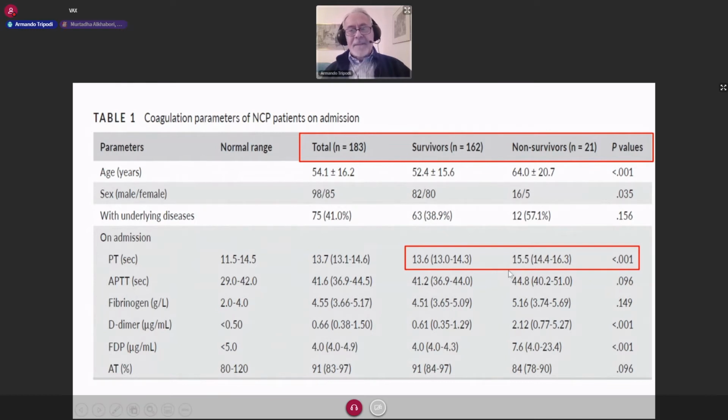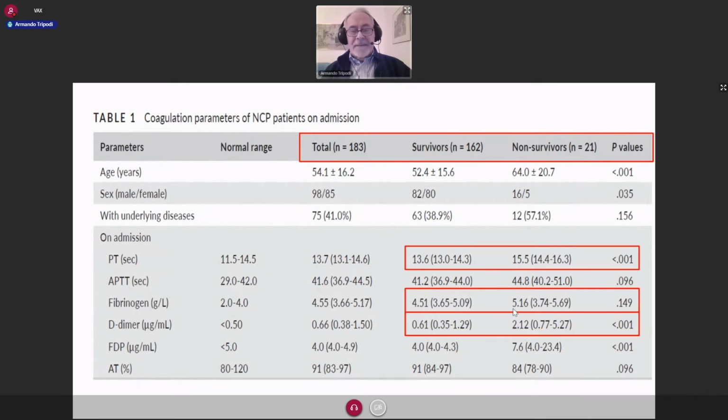So the prothrombin time in these patients was a bit prolonged, but was slightly more prolonged in the non-survivors, a few seconds more. And the fibrinogen was elevated in all the patients, but was much higher in those patients who did not survive. And the same is valid for the D-dimer, which was elevated, but more elevated in those patients who were non-survivors. And the same conclusion holds for the FDP, which was measured in that study.